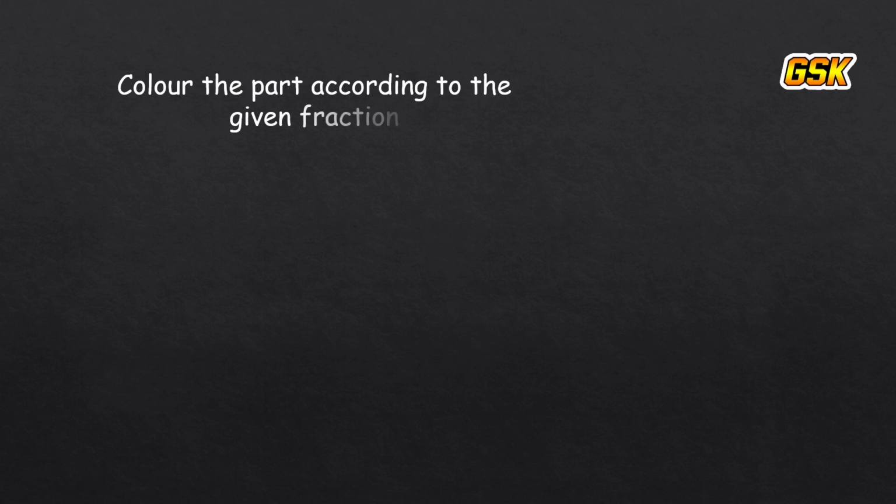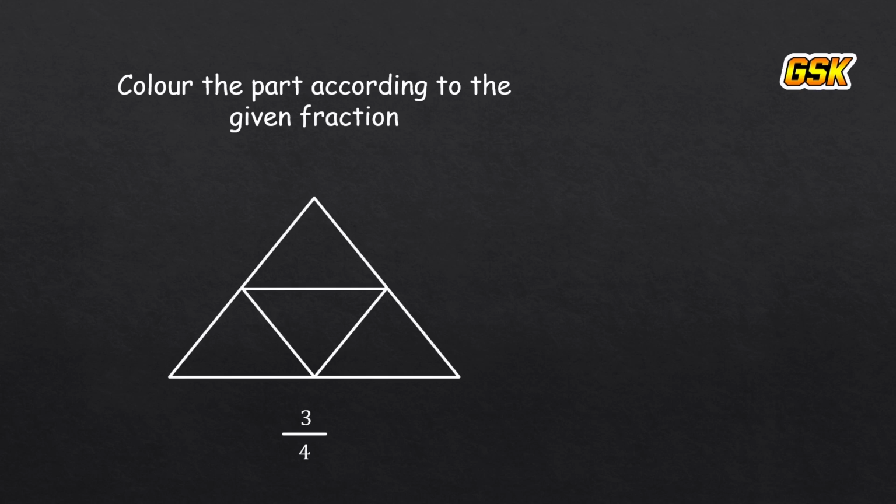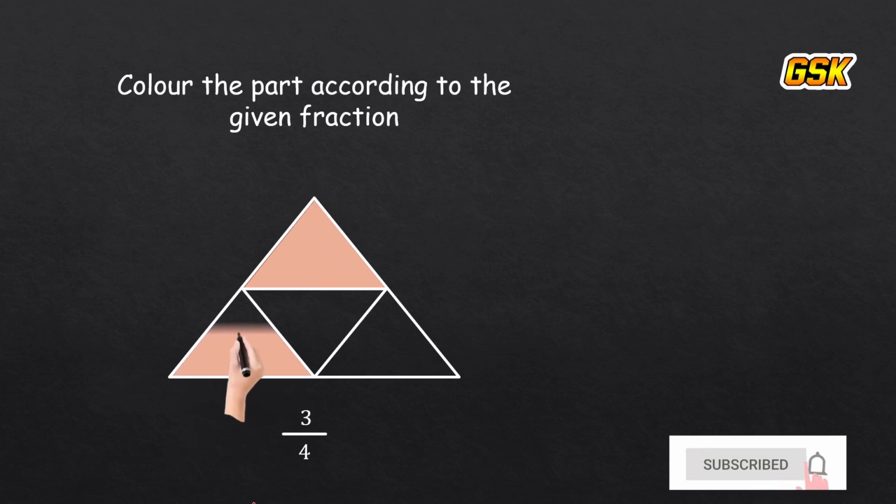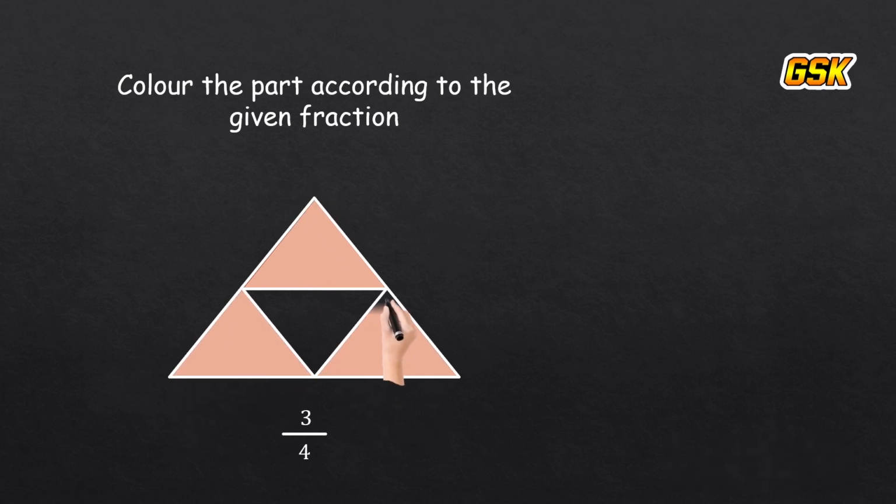Color the part according to the given fraction. We are given a triangle which is divided into 4 equal parts, and the given fraction is 3 by 4. The denominator is the total number of equal parts. How many parts should we shade now? We should shade 3 parts. 1, 2, 3. We can shade any 3 out of 4. So this is our answer.